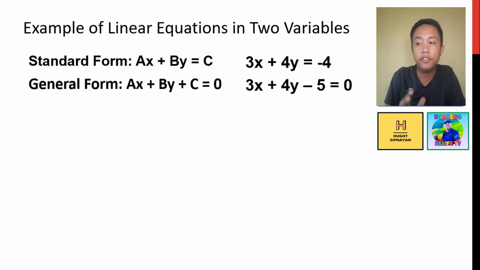We have the standard form and the general form. We have ax plus by equals c as our standard form, and we have the general form which is ax plus by plus c equals 0. Napansin nyo sa ating screen, yan po yung mga example niya.